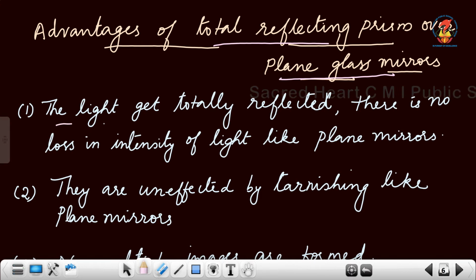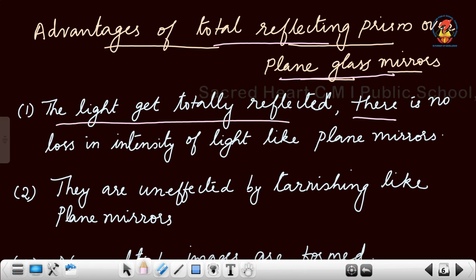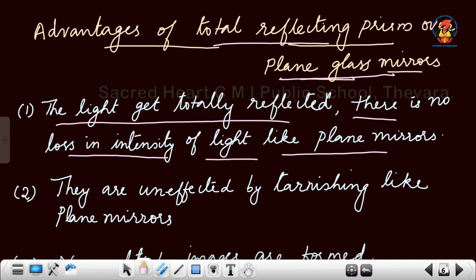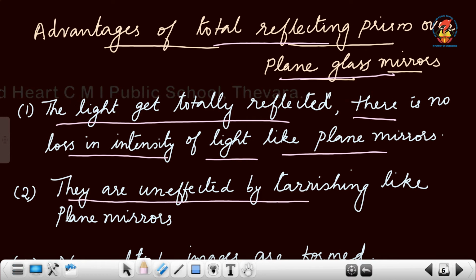First one, the light gets totally reflected. There is no loss of intensity of light like taking place in a plain mirror. That is the first advantage. Second one, they are unaffected by tarnishing. They are unaffected by the dust or fog or whatever it is. So it is unaffected by tarnishing like a plain mirror.